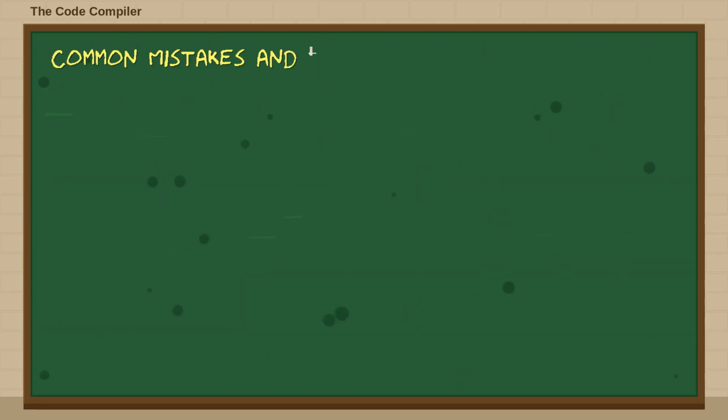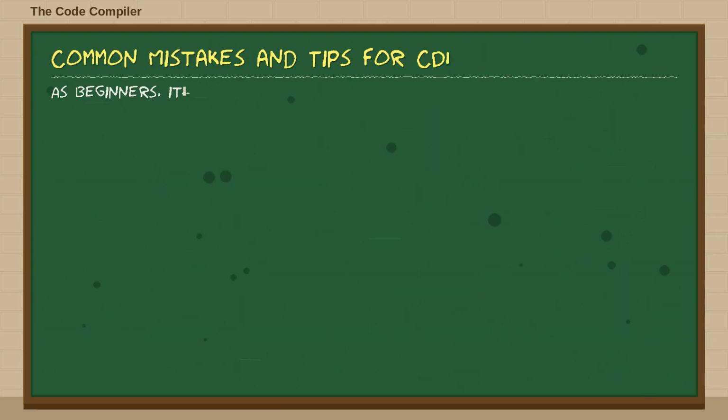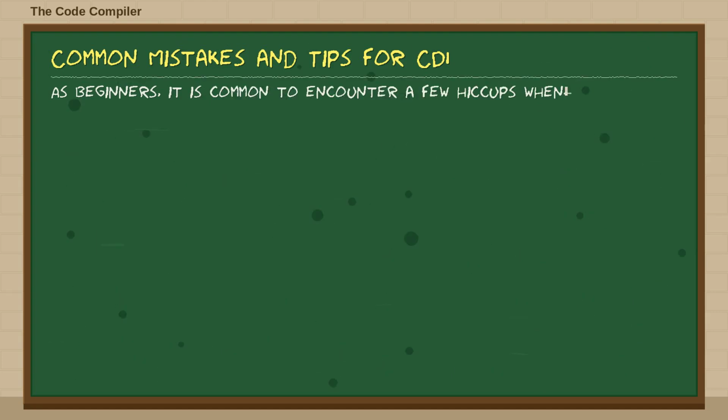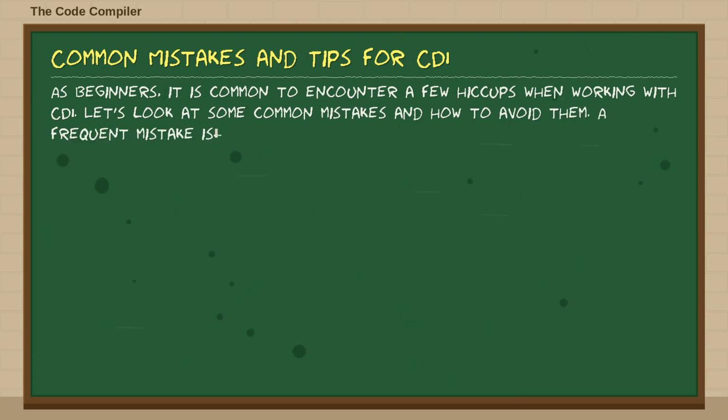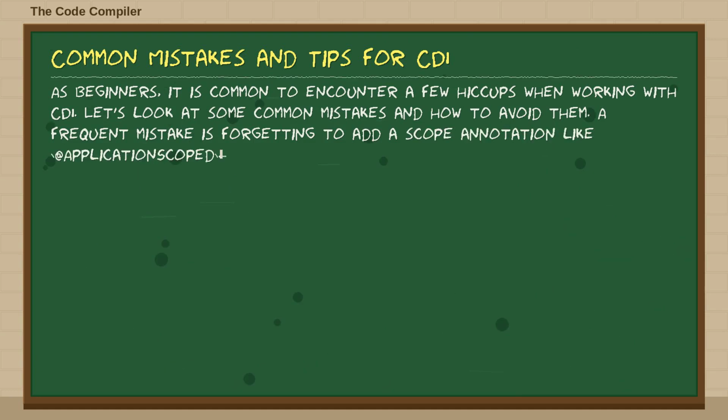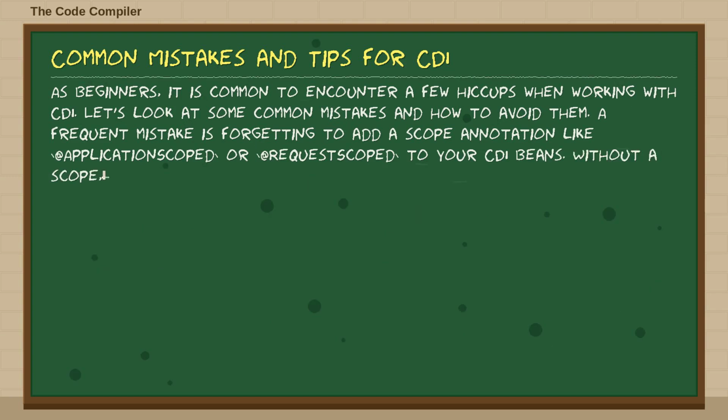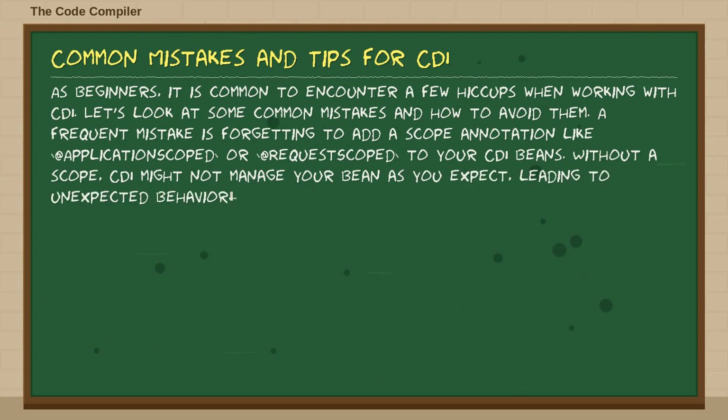As beginners, it is common to encounter a few hiccups when working with CDI. Let's look at some common mistakes and how to avoid them. A frequent mistake is forgetting to add a scope annotation like @ApplicationScoped or @RequestScoped to your CDI beans. Without a scope, CDI might not manage your bean as you expect, leading to unexpected behavior or errors.